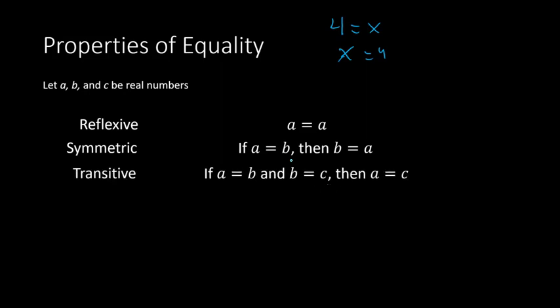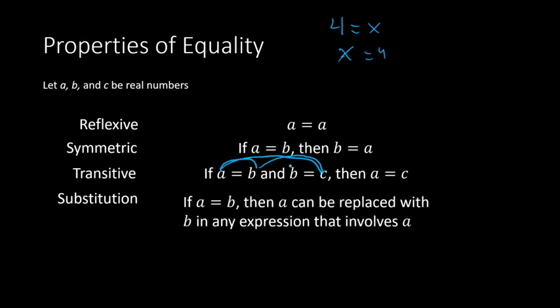The transitive property is right here, and it says if a equals b and b equals c, then a equals c. So this is kind of like a train. So if a is connected with b, and then b is connected with c, then a and c are connected. And we see the word transitive kind of sounds like the word train, and that's the idea of everything being linked together.